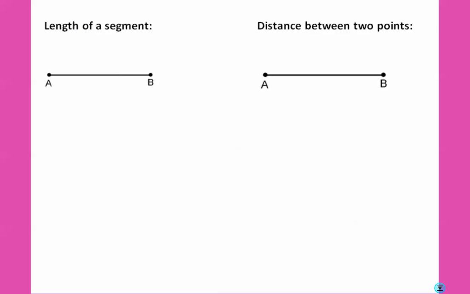So if we were looking at the length of a segment versus the distance between 2 points, we would basically be talking about the same thing. They really just mean the same thing. So if it is 60 units for this segment, then the distance between A and B would also be 60 units.